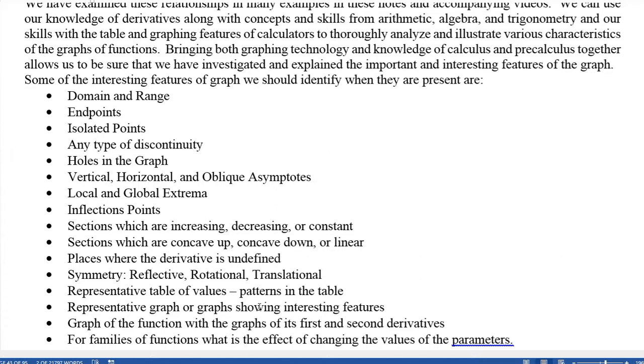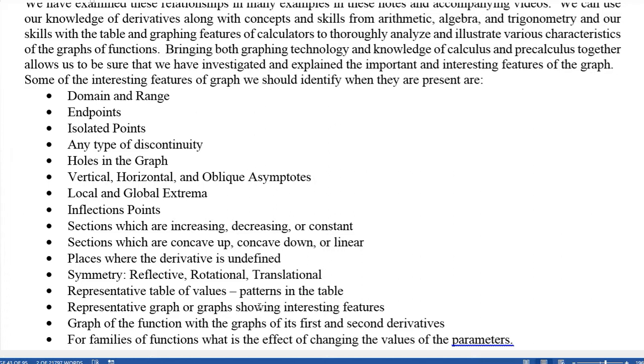Any type of discontinuity, whether we have a hole in the graph, for example, or maybe a vertical asymptote, or some other jump discontinuity, or any other kind of discontinuity. Not only vertical asymptotes, but we're interested in behavior. So we're looking at horizontal asymptotes, or maybe oblique, or you might know them as slant asymptotes. We want to know about where the function is reaching extreme values, local and global extrema, both maxima and minima. We want to know inflection points as well.